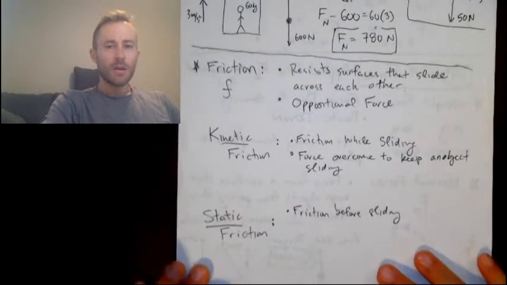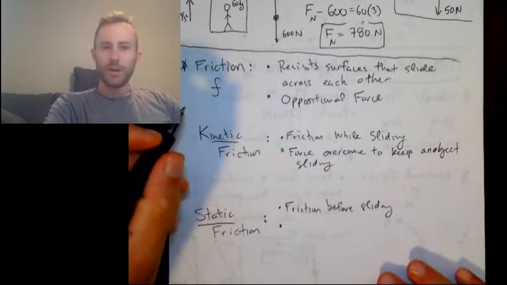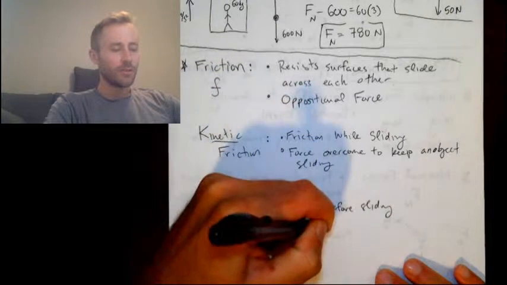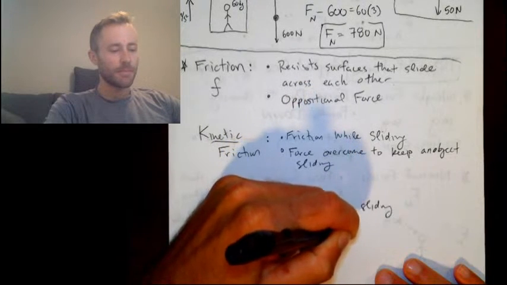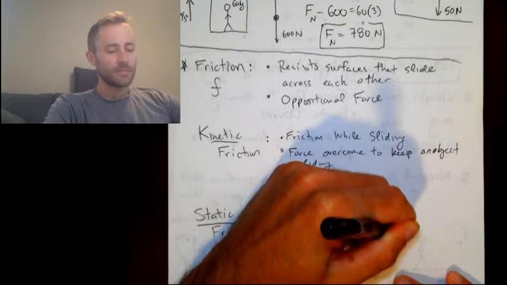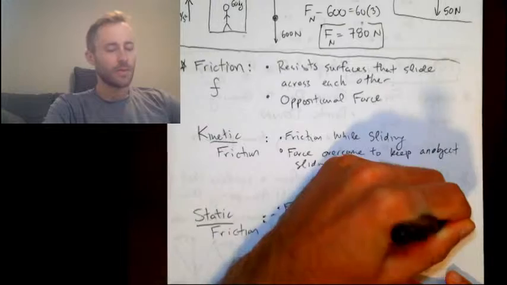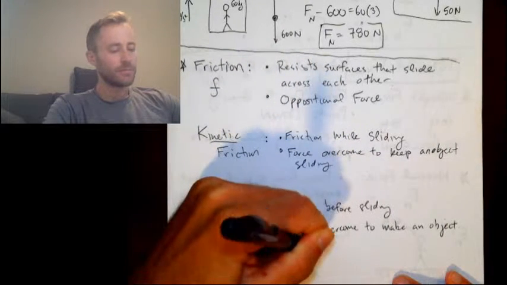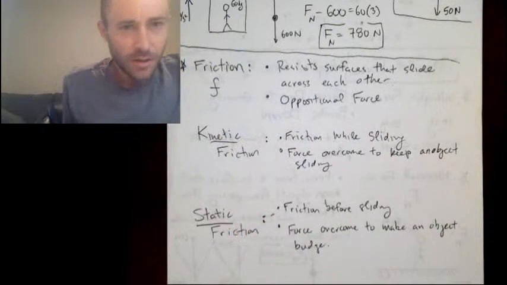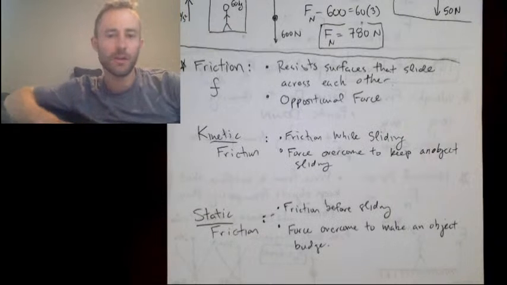You could think about static friction as the force that must be overcome to make an object budge. You guys know what budge means, right? Budge means to start to move, that initial jump that something has when it starts to move.